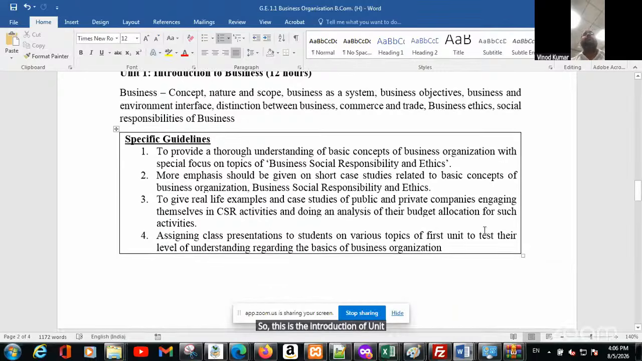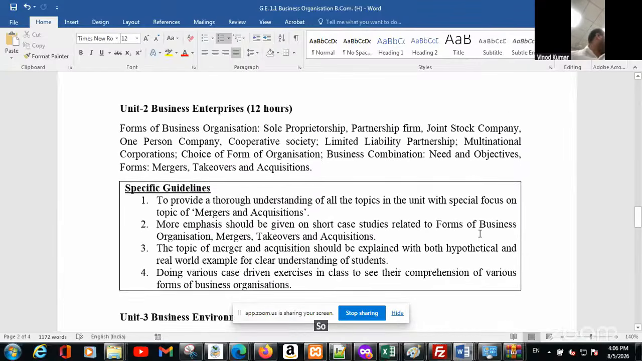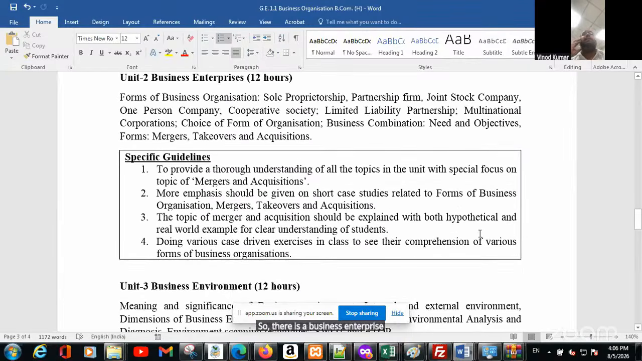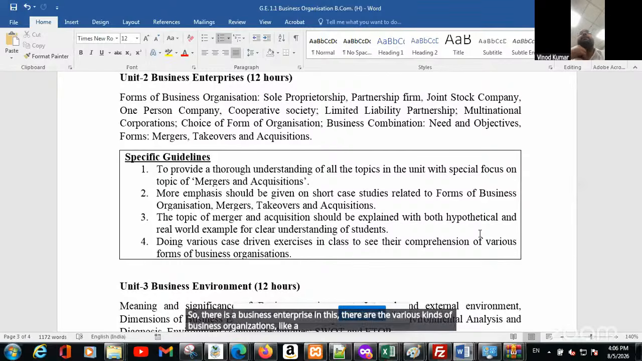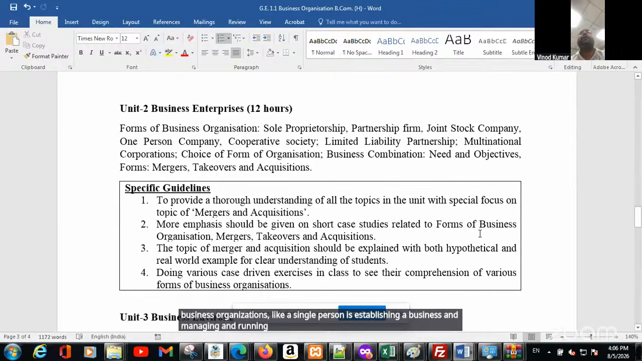In unit 2, there is the business enterprise. In this, there are various kinds of business organization. Like a single person establishing, managing and running a business, we call it sole proprietorship. Then comes the partnership firm. Then what is a partnership? And what is a company, right?